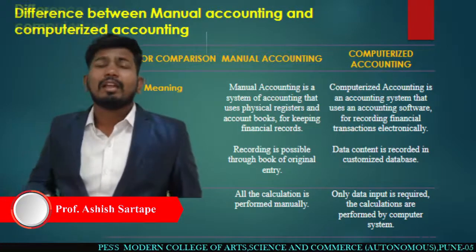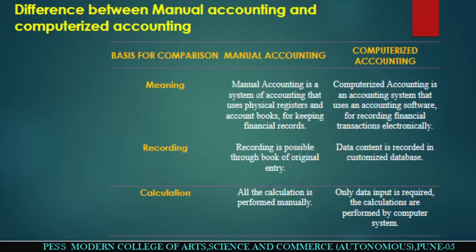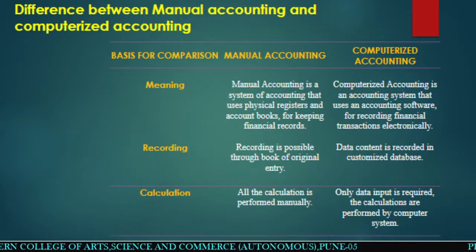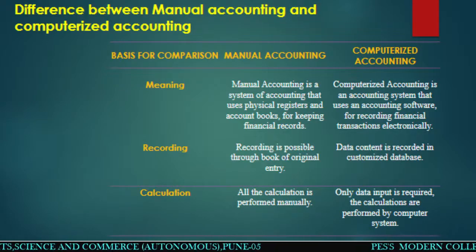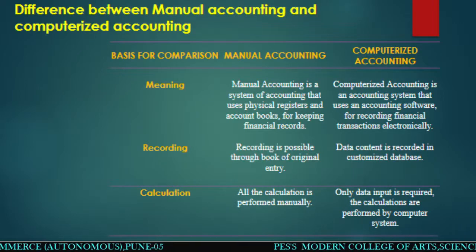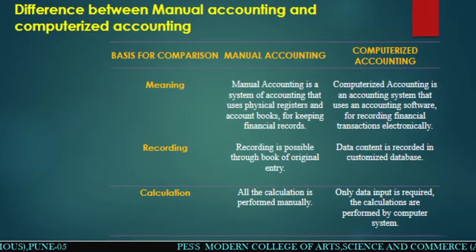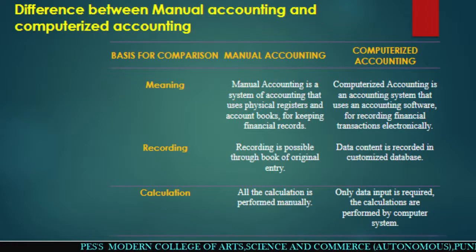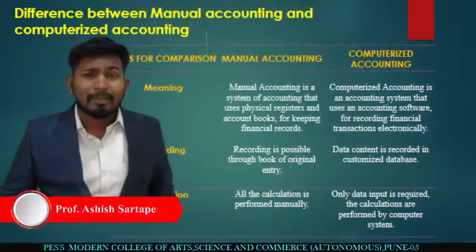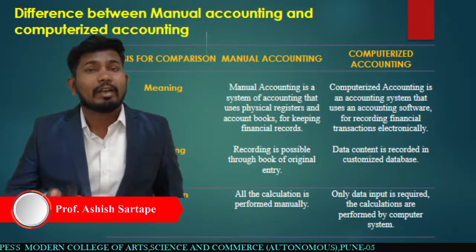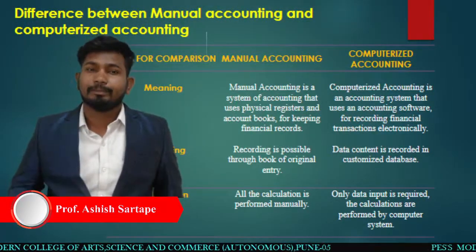The second basis of comparison is the recording. In manual accounting, recording is done through the book of original entry. In computerized accounting, data content is recorded in a customized database. So in computerized accounting, you have to customize the data, then you can record in the computerized system.